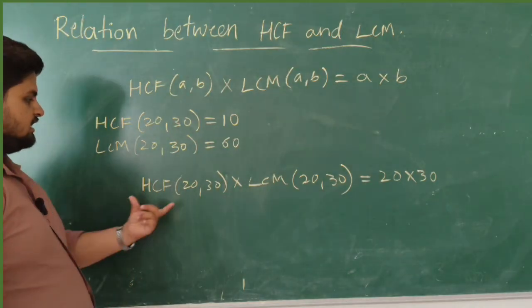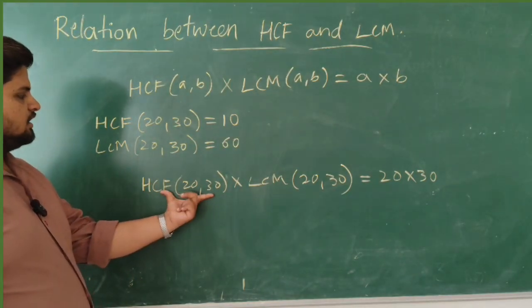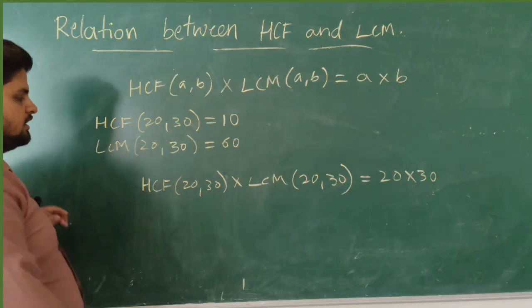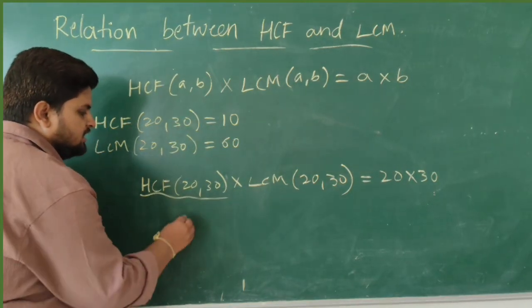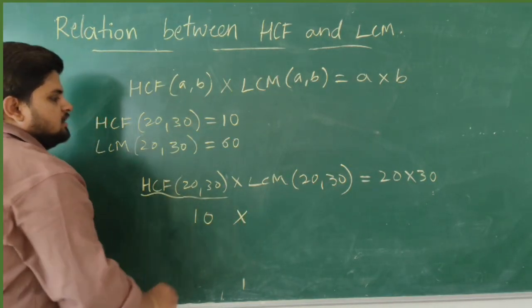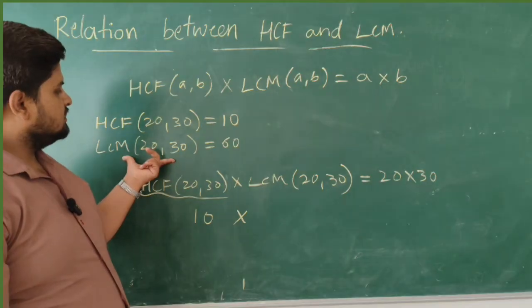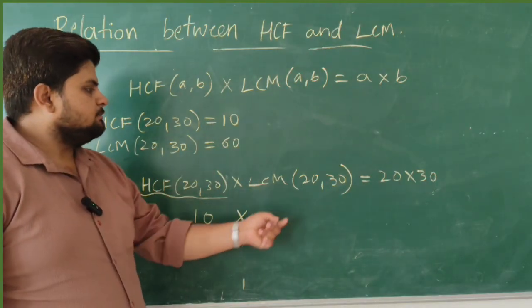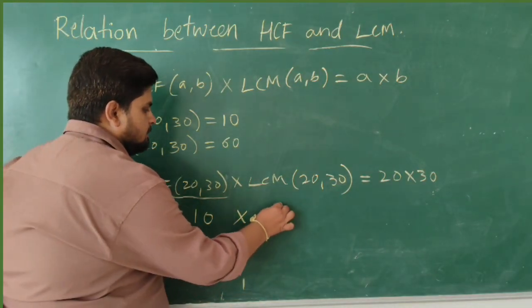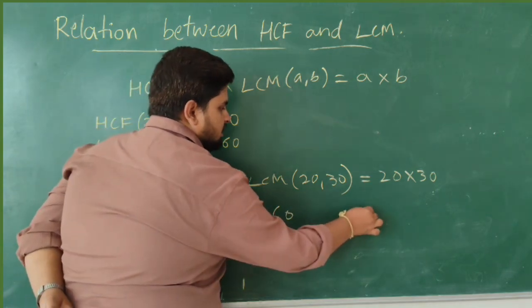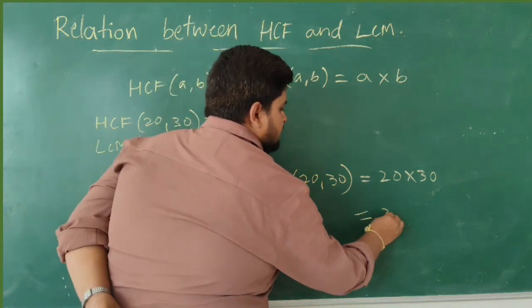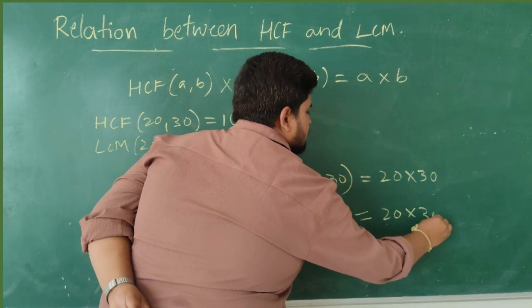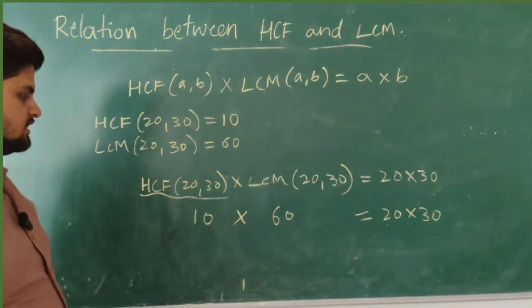So now let us see. HCF of 20 and 30 was found to be 10. So I'll replace this HCF of 20 and 30 by the number 10. Then LCM of 20 and 30 was found to be 60. So I'll replace this LCM of 20 and 30 by the number 60. So that is equal to 20 into 30. Now let us verify the relation.